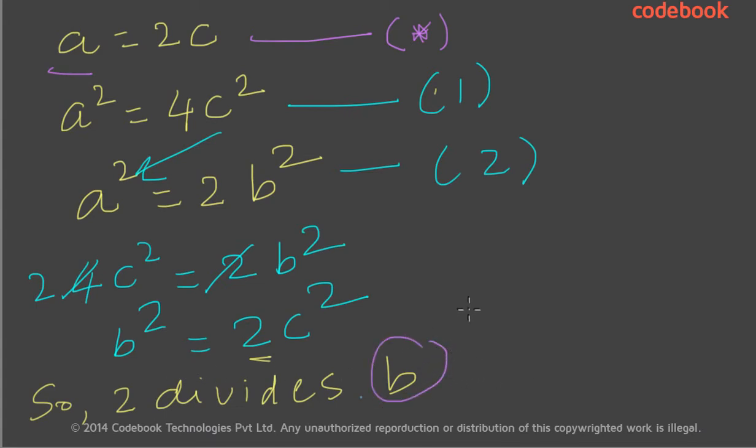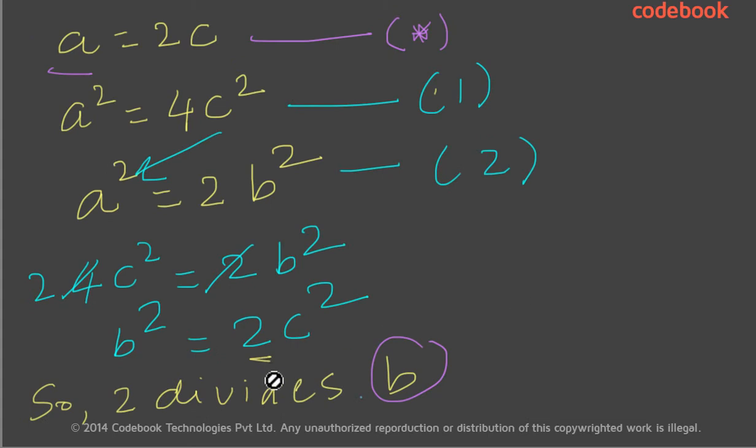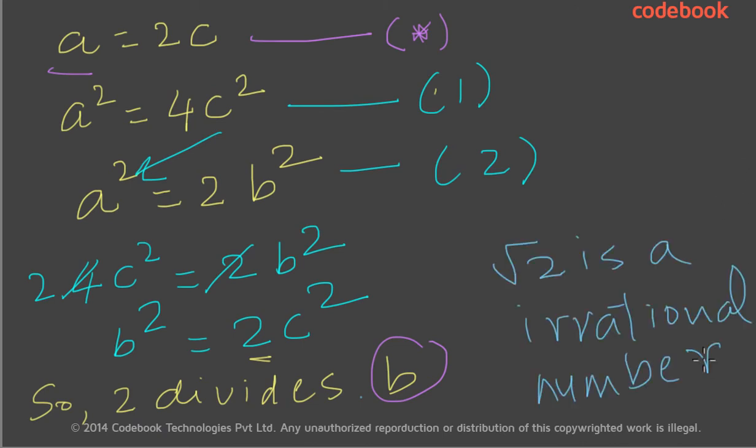So a and b have a common factor 2, which is other than the number 1. But that contradicts our initial statement that a and b do not have any common factors other than 1, because we said that a and b are co-primes. But now we have shown that a and b have a common factor which is 2, which contradicts the statement. And this all happened because of our assumption that root 2 is a rational number. So based on this, we can say root 2 is an irrational number.